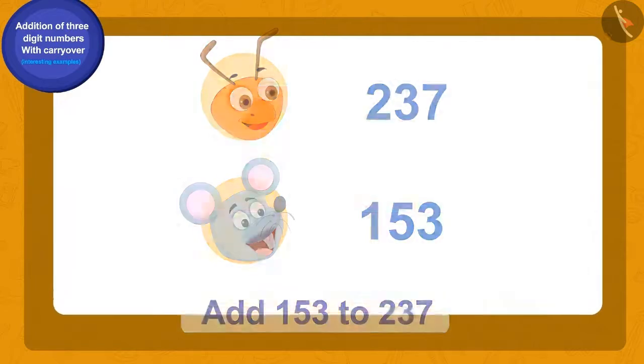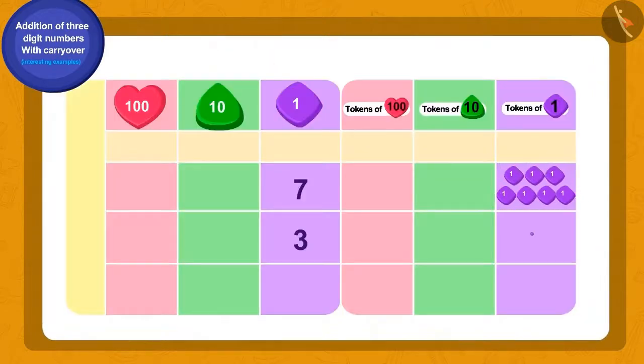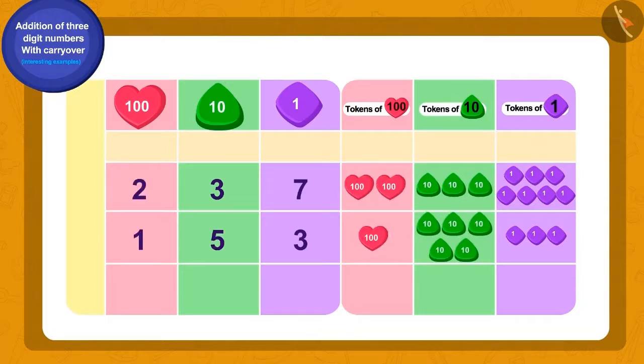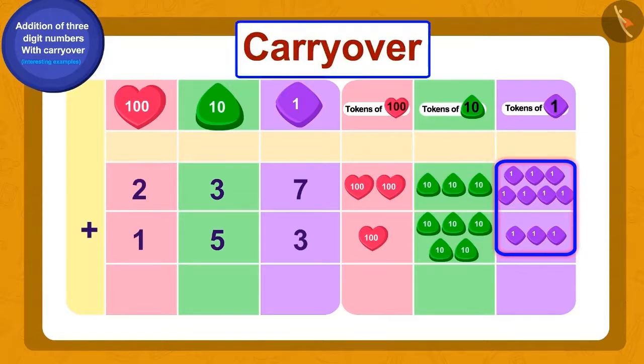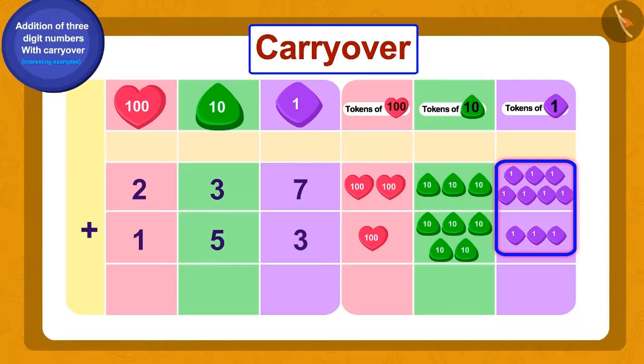What shall we do first? 237 and 153 will be written using tokens. We have a total of 10 ones tokens. What can we do now? Yes, we will use carryover.